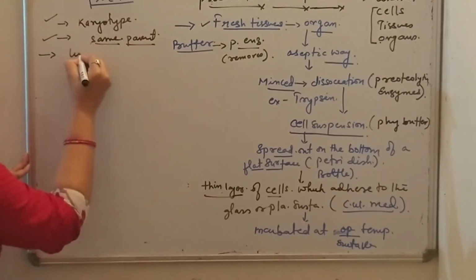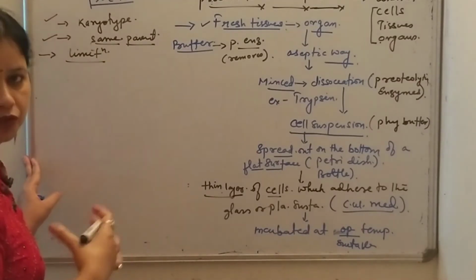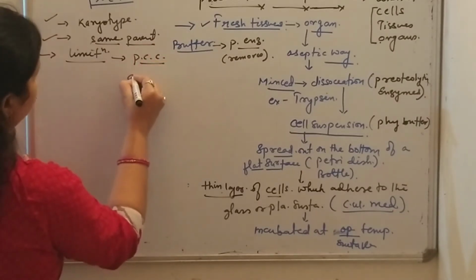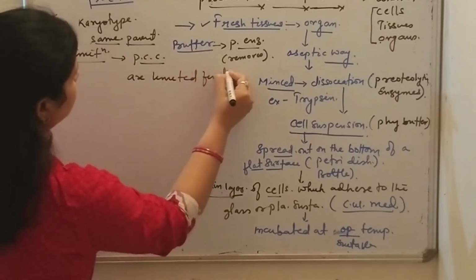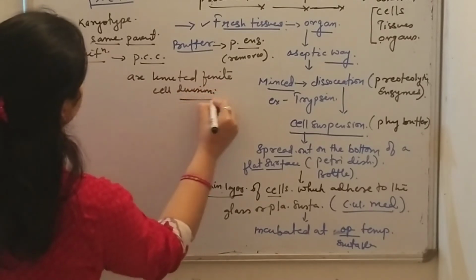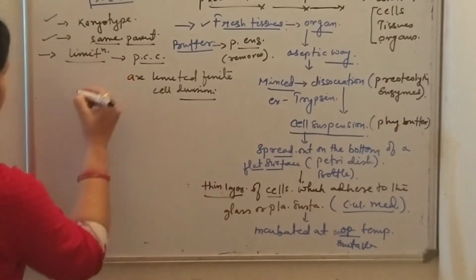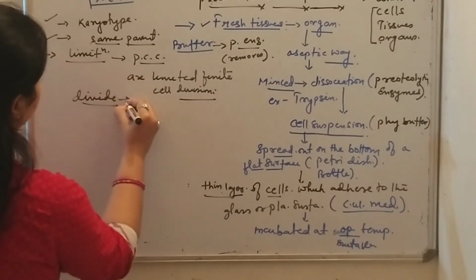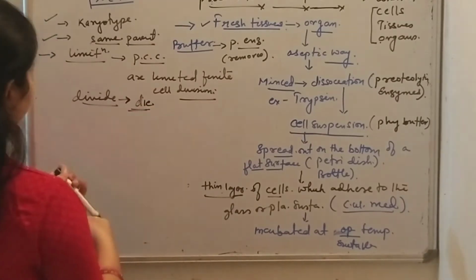But there is one limitation. Actually this is a characteristic of primary cells, but it is considered a limitation. What is that? Primary cell cultures have limited or finite cell divisions. Just after some time they reach senescence and stop dividing, they just die. So they divide for a finite number of times, and after that they die, so they need to be subcultured.